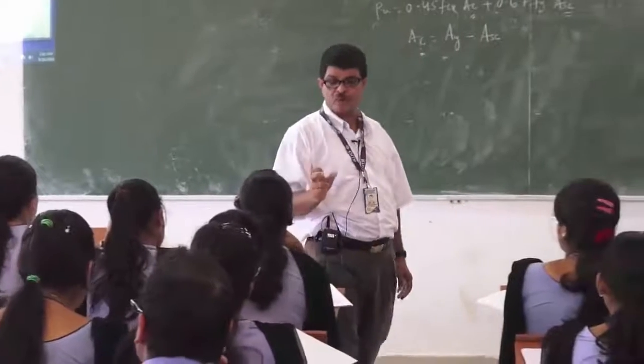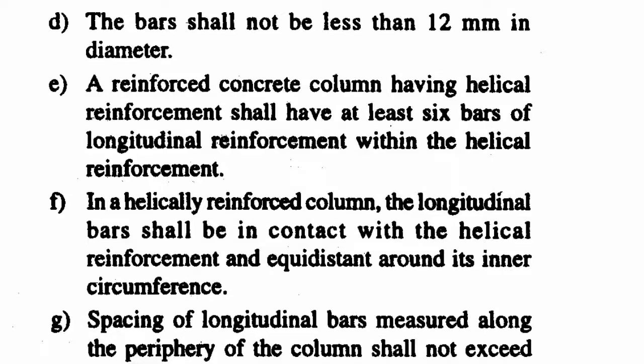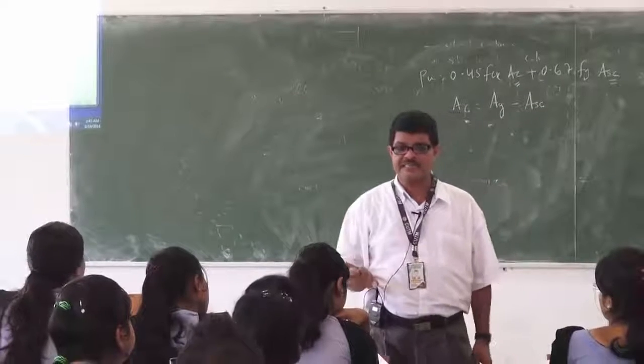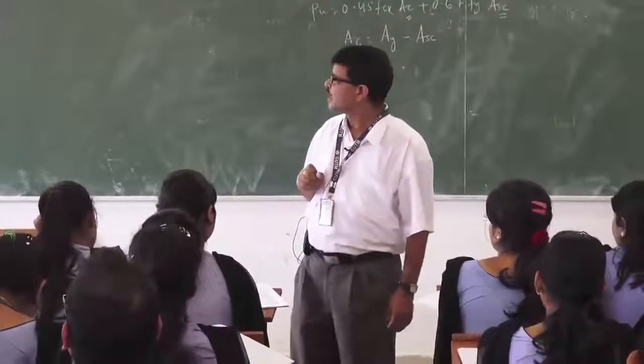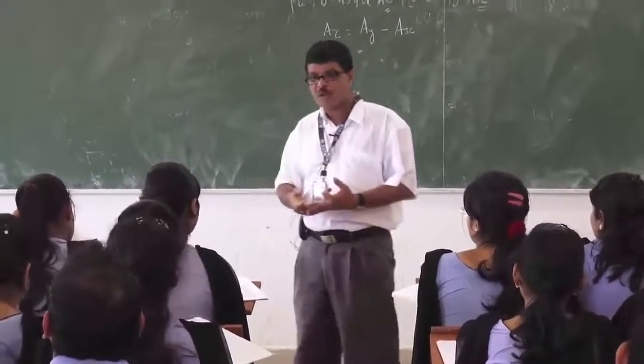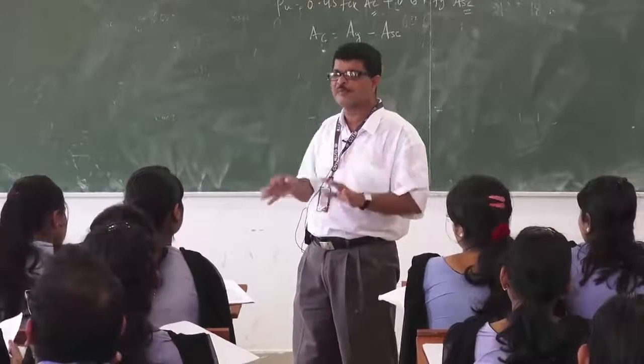Then next, a reinforced concrete column having helical reinforcement. If I use helical reinforcement, whether it is a circular column or rectangular column, the minimum number of bars will be 6. Read that clause. A reinforced concrete column having helical reinforcement shall have at least 6 bars of longitudinal reinforcement within the helical reinforcement. You cannot provide less than 6 if you are using a helical reinforcement as ties. Whether it is a circular column or a rectangular one, it does not matter. If you are using a helical reinforcement, you have to provide minimum 6 bars.